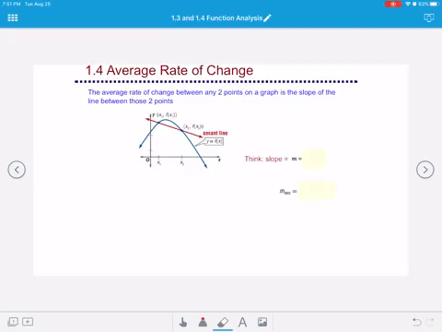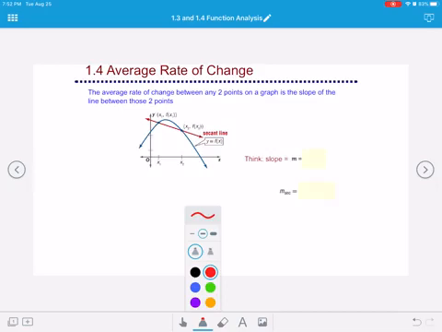So for the last video today, we're going to look at average rates of change. Now, what you're being asked to do, if you're being asked for an average rate of change, is you're looking between 2 points on a graph. You're normally asked for the average rate of change on an interval. So you'll be given two x values.